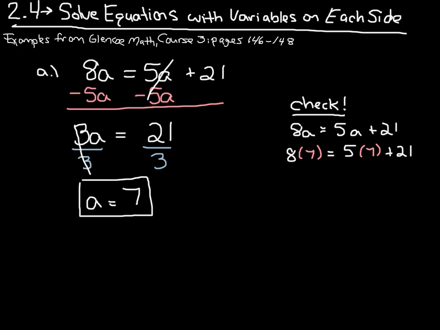Well, 8 times 7 is 56. And that should equal 5 times 7 is 35 plus 21. Well, we have 56 simplified on the left side, and 35 plus 21 is 56. And since left side equals the right side, a equals 7 is our solution.